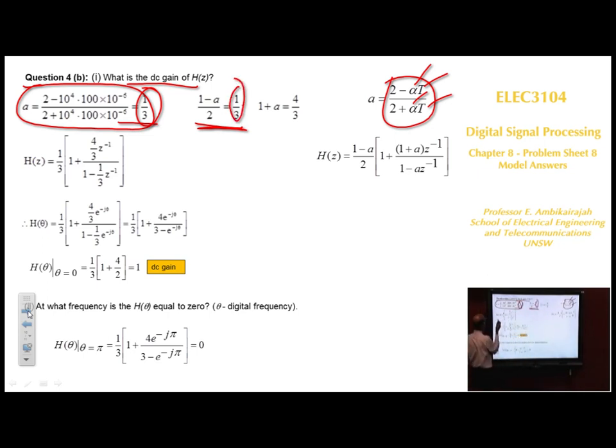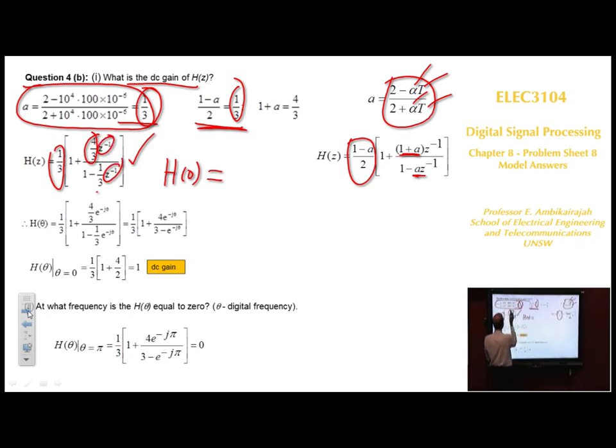So we now go and put it into your transfer function. This is 1/3. That's your transfer function from the previous page. So 1/3, and then 1 plus A, which is 4/3, then A is 1/3, and you have your transfer function. At that point, you can find H(0), which is the DC gain, by setting z equal to 1 and you'll get the answer. Or you can go to H(theta) and then substitute theta equals 0. You can do it here or here. And when you find the DC gain, it becomes 1.